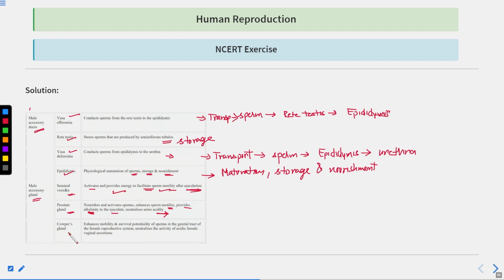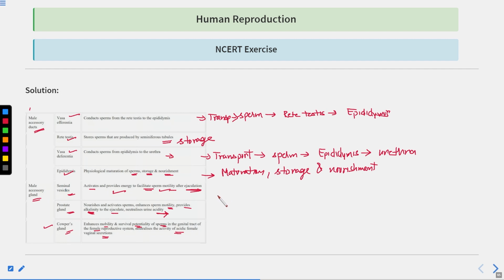Okay. Then the Cowper's gland, also known as the bulbourethral gland, enhances the motility and survival potential of the sperms in the genital tract of the female, and it neutralizes the activity of the acidic female vaginal secretions. So vaginal secretions are quite acidic. Clear? So the secretions of the Cowper's gland neutralize the acidic female vaginal secretions.